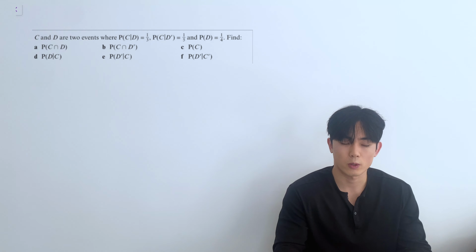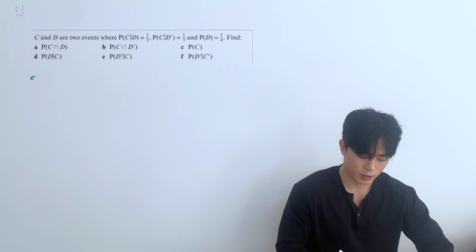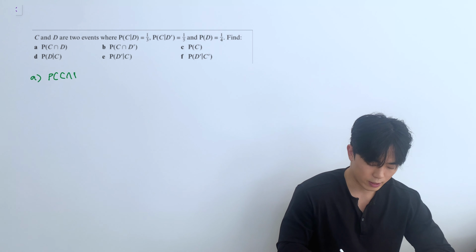So let's go about solving some questions. We have C and D are two events, where the probability of C given D is a third, probability of C given not D is a fifth, and probability of D is a quarter. Find the probability of C and D, right?